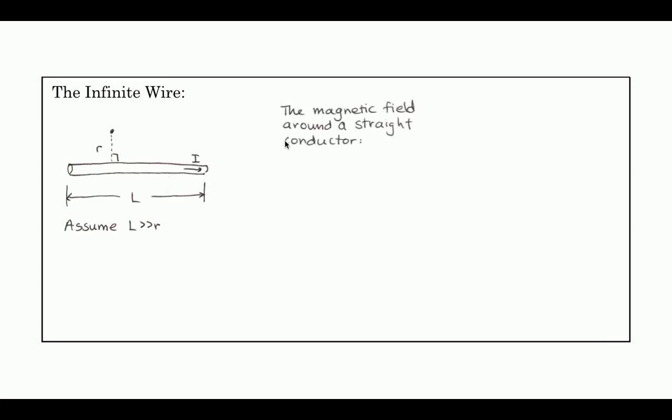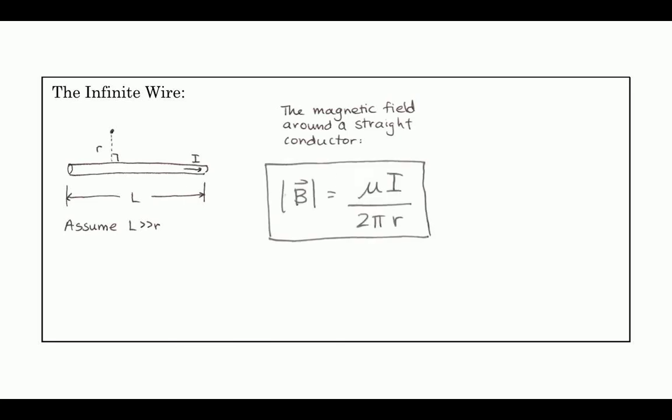The magnetic field around a straight conductor has this form. We can find the direction from right-hand rule number 1, and we can write the magnitude as B equals mu I over 2 pi r. Let's define what these are, because we're introducing a couple of new things here. To find the direction, use right-hand rule number 1.